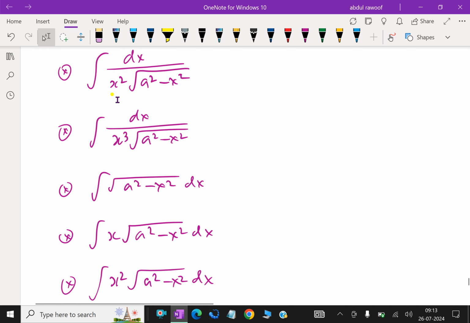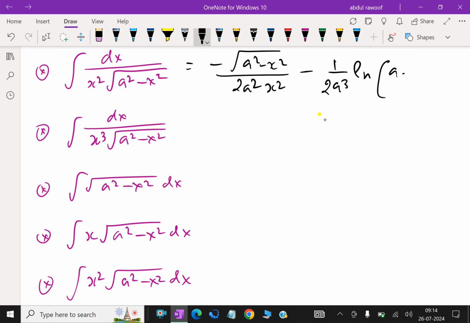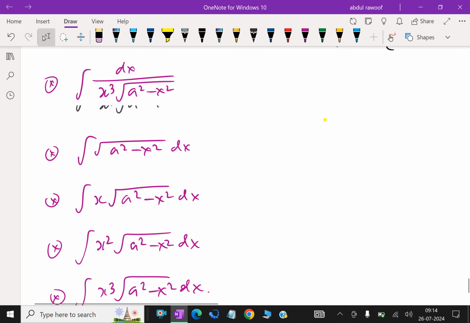Next one, integral dx over x square into square root of a square minus x square, which is minus square root of a square minus x square over 2a square x square, minus 1 over 2a cube ln of a plus square root of a square minus x square over x, plus c.